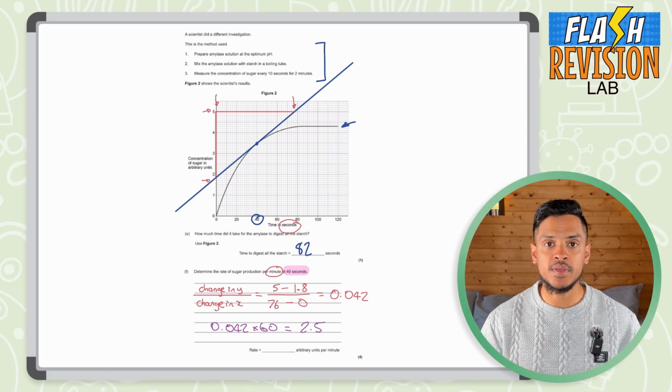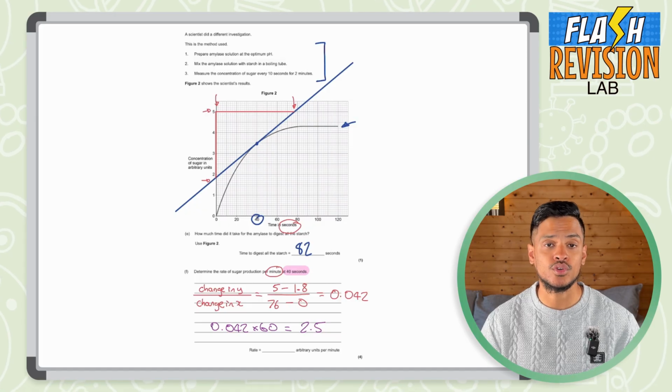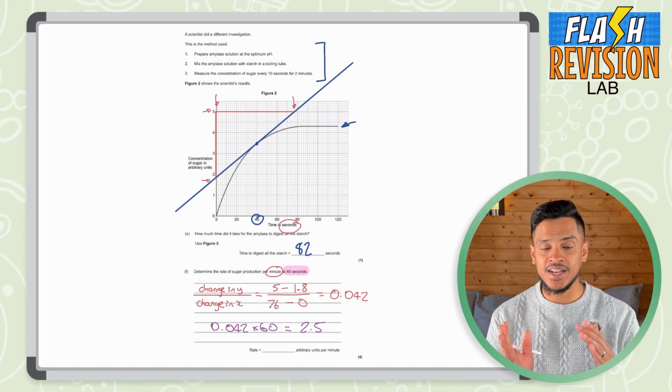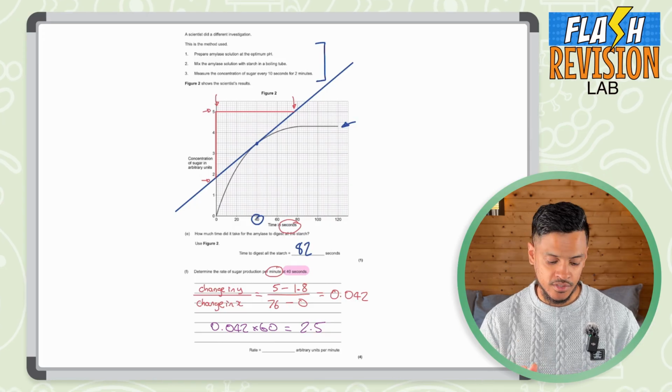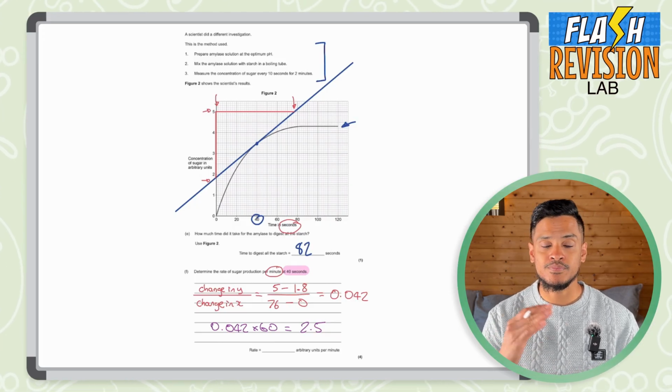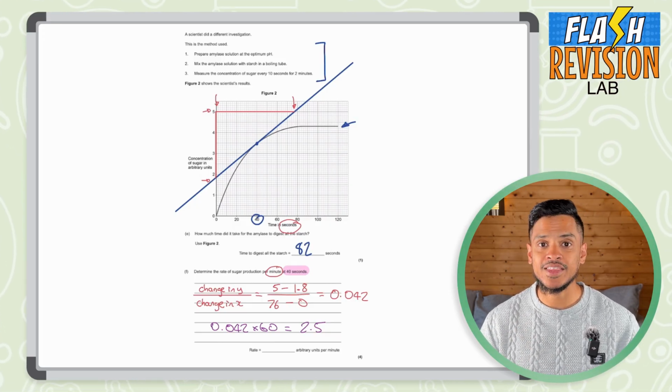So remember, loads of people will get different answers here because it all depends on how you draw your tangent. You're going to be drawing it slightly different to each other. But if you get your method right, then it's fine. So try and use a triangle which is as large as possible to try and get the most accurate mark there. And there you have it. That's 4 marks.